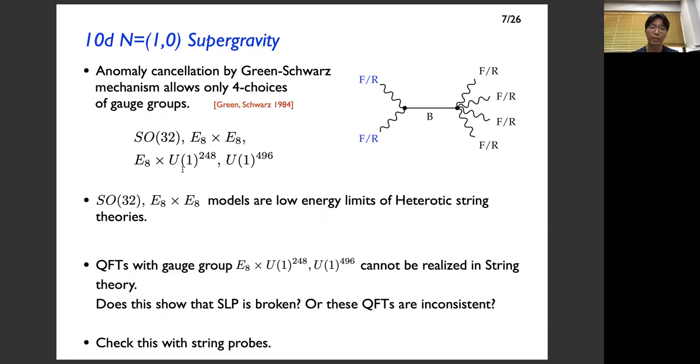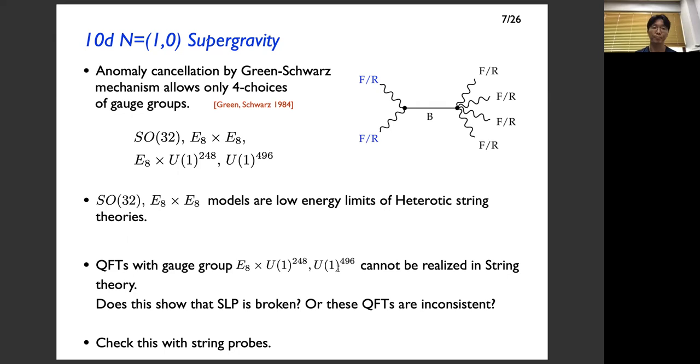One is SO(32), and the other one is E8 times E8, and E8 times U(1)^248, and U(1)^496. Okay, only these four choices are allowed in 10D (1,0) supergravity theories. Among them, the first two theories, SO(32) and E8 times E8 models, are realized in heterotic string theory. So they have UV completion. On the other hand, the other theories, including the abelian factors like this and this, cannot be realized in string theory.